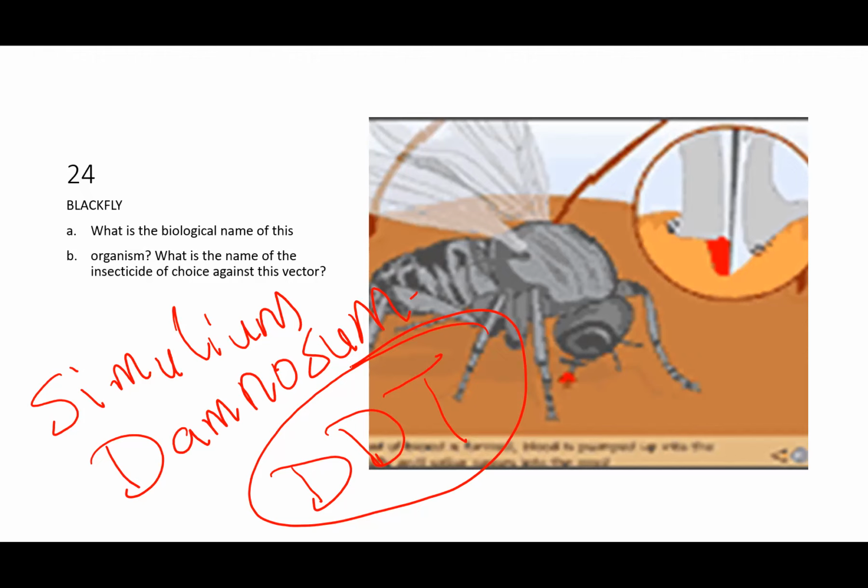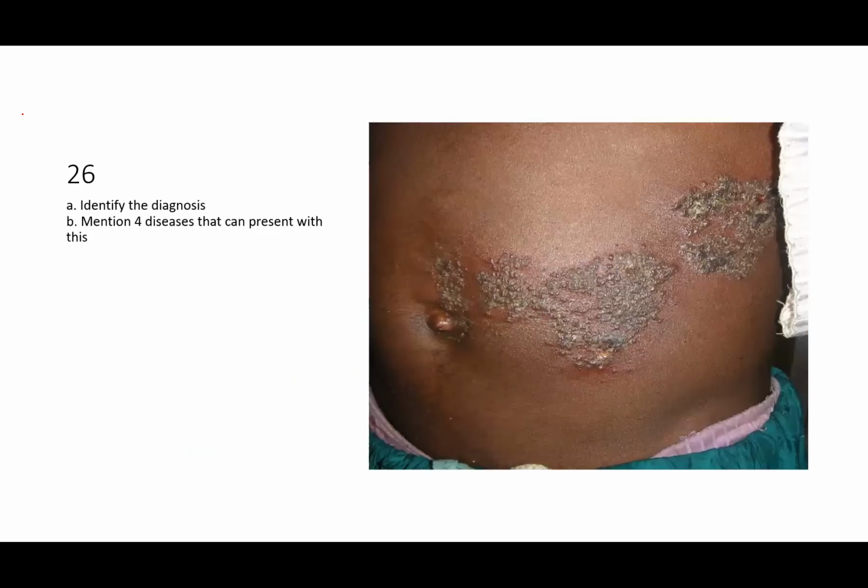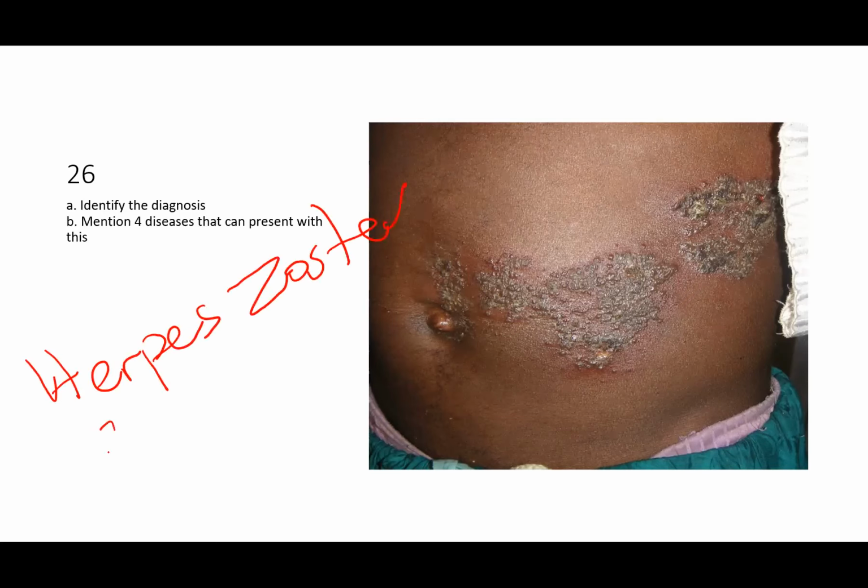Okay, let's proceed. I'll share the answers, you go through them. Number 26, it says identify the diagnosis. Mention 4 diseases that can present with this. This is shingles or herpes zoster. Okay, mention 4 diseases that can present with this.